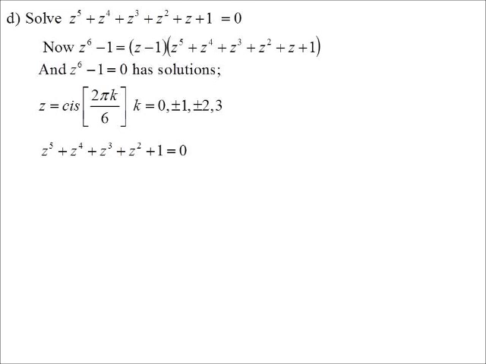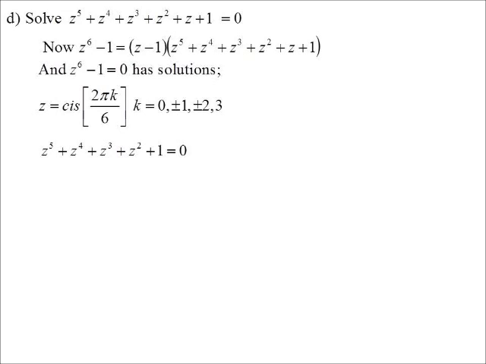Z minus 1 equals 0. So I know the 6 solutions of all this. Well, 1 is the solution to z minus 1 equals 0. Therefore, the other 5 must be the solutions to z to the power of 5 plus z to the power of 4 plus, and so on and so on.